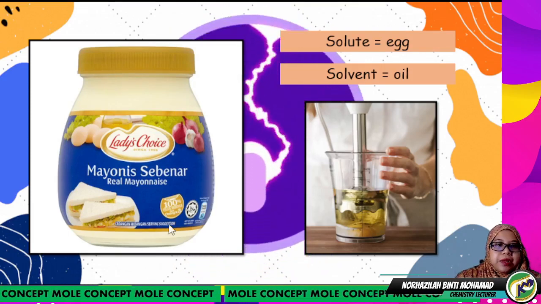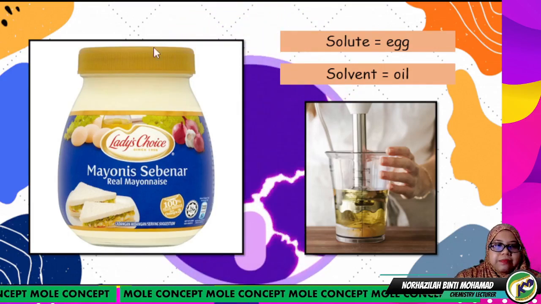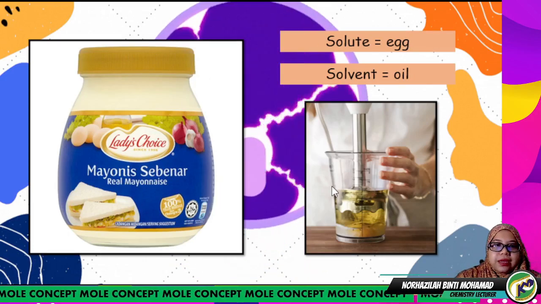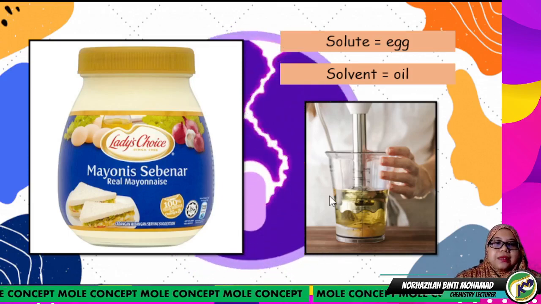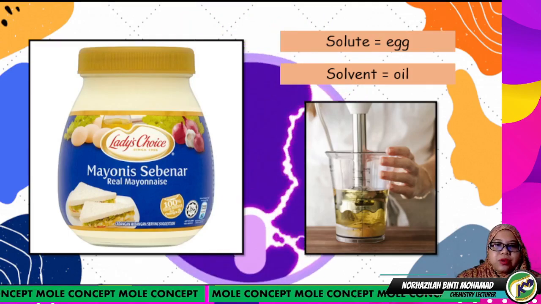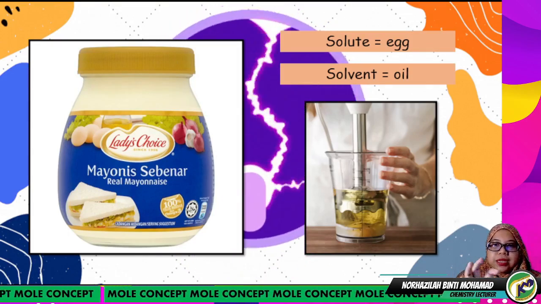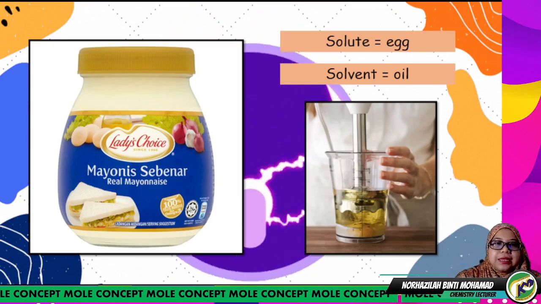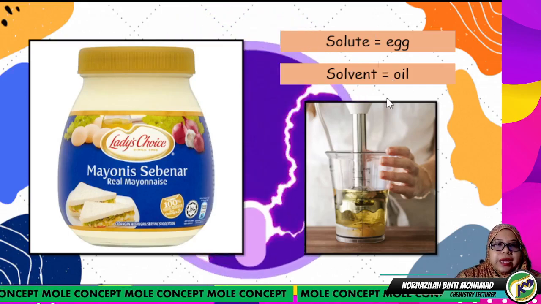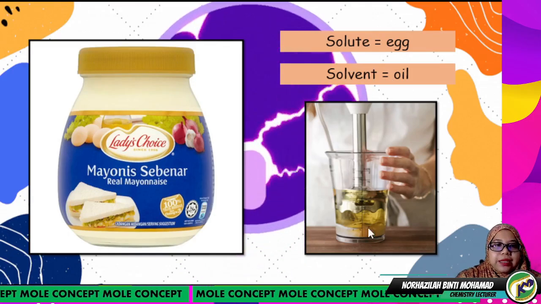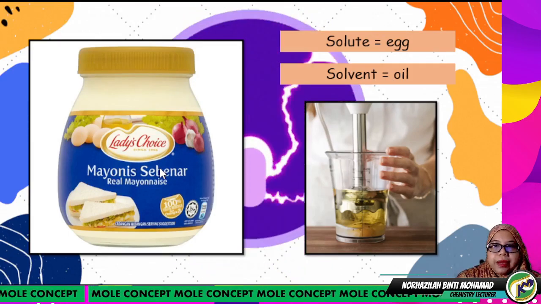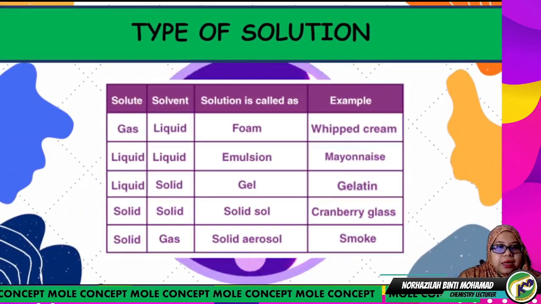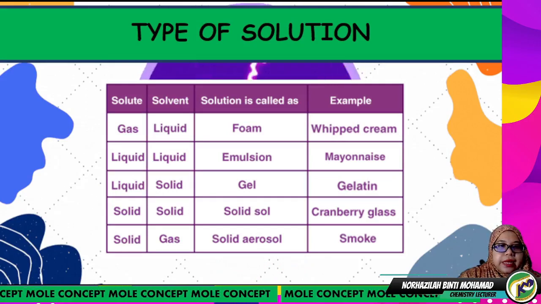So example kat sini mayonnaise lah, kita ada egg dengan oil, kita blend together and add some spice ke apa ke to boost the taste. Kita campur lah benda-benda lain. This is the main ingredient. So egg and oil, and then we blend it together, so we will get emulsion mayonnaise. And then third is gel.